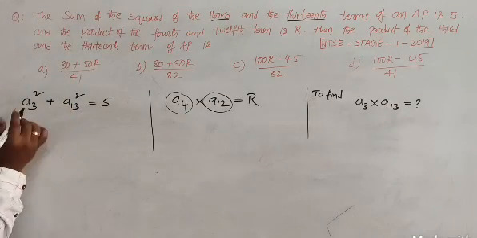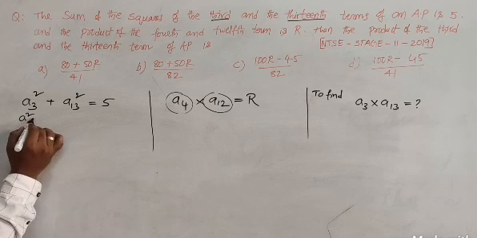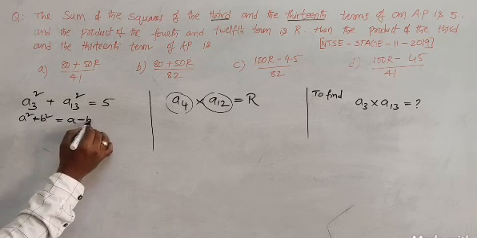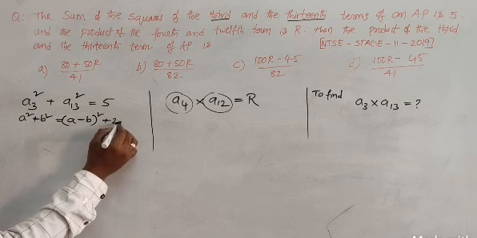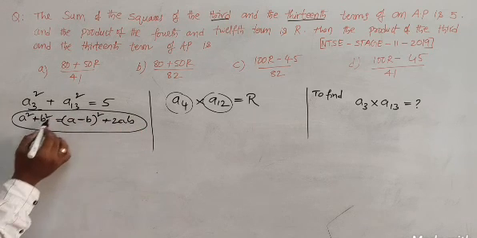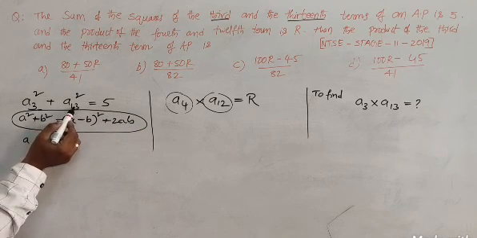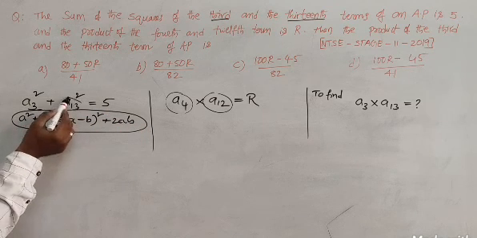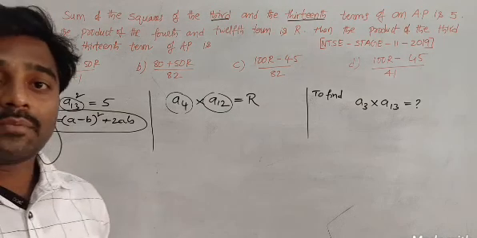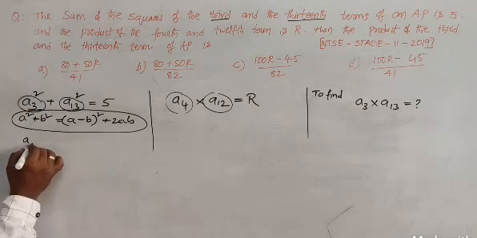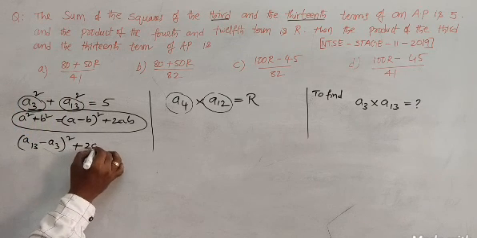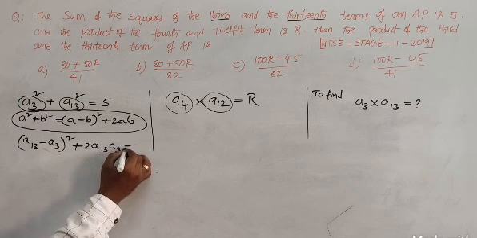Now see here. This is considered as A square and the second one is B square. A square plus B square we can write as A minus B whole square plus 2AB. So we expand. I am taking A as A13 and B as A3, because A13 is the bigger one and A3 is the smaller one if the AP is increasing. So A13 minus A3 whole square plus 2 into A13 into A3 is equal to 5.